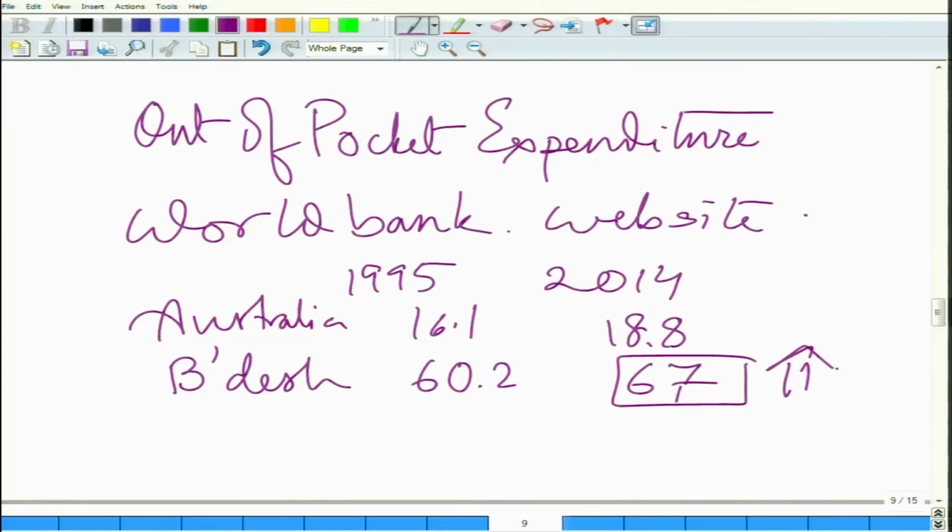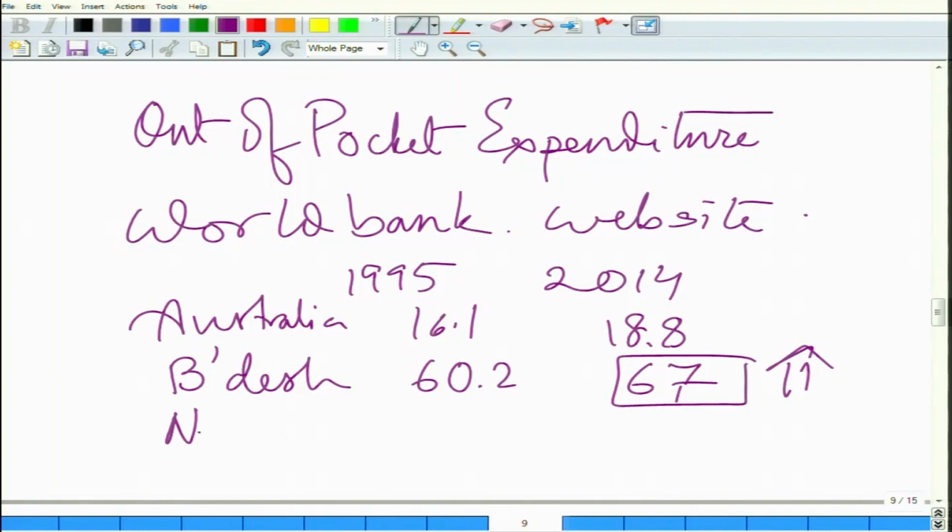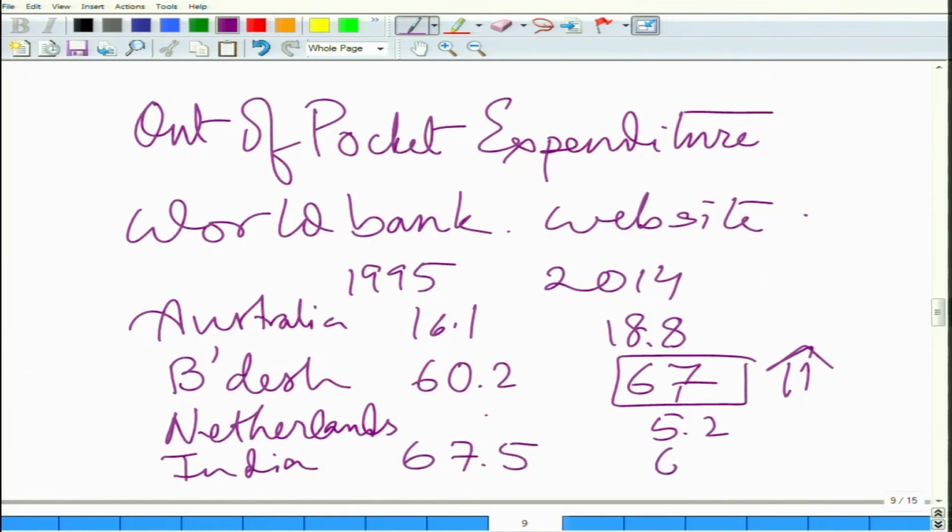In some cases they have reduced because the government schemes are providing them free insurance and all, but not in all the cases. In the Netherlands and France, it has been eventually less than 10%. In the Netherlands it is 5.2%, in France it is 6.3% in 2014. In India, it was 67.5, it has come down to 62.4.